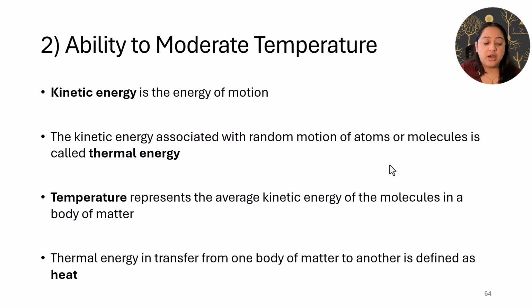So there's some more concepts from chemistry that we didn't really cover yet from last lecture. But there are different kinds of energy. And so kinetic energy is the energy of motion. And there's kinetic energy associated with random motion of atoms or molecules, and that's called thermal energy. And so temperature represents the average kinetic energy of molecules in a body of matter. And when thermal energy is able to transfer from one body of matter to another, this is defined as heat.